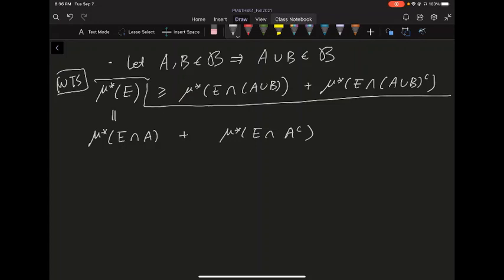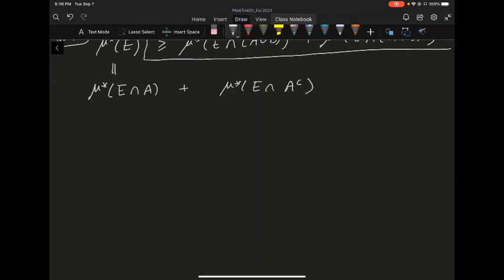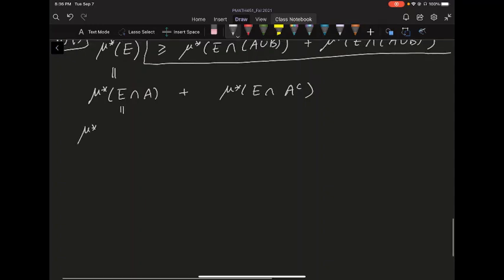Well, how about B? You know, B is also mu star measurable, so you can break sets using B. Well, you have to somehow make A and B together. So how about I have two sets here, and I break each of them using B? So for example, the first one, I can further break it into the part that's actually in B, and then the part that's actually not in B.